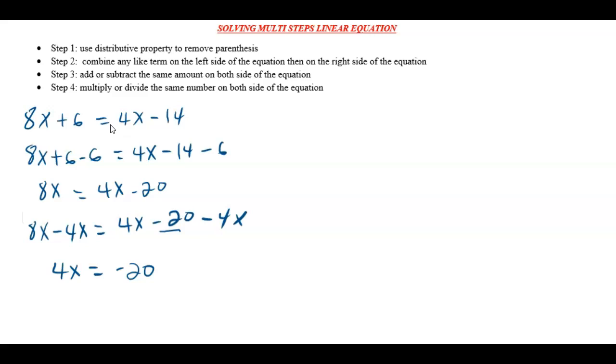Last step is to deal with division or multiplication. In this case, you see 4 multiplied by x. And the inverse operation for multiplication is division. So we're going to divide both sides by 4. Then x will be equal to negative 5.